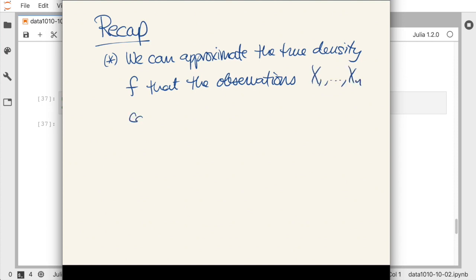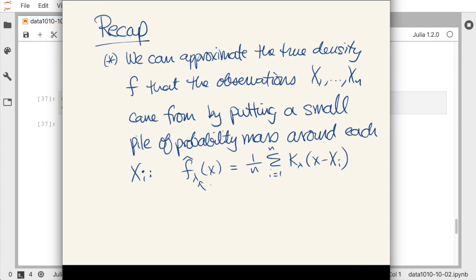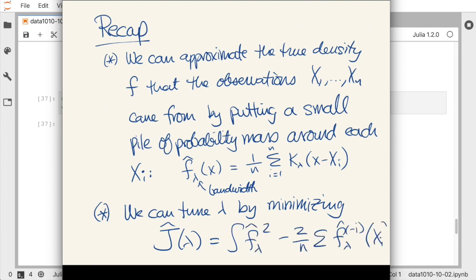So to recap, the main ideas are that we can approximate a density by putting a small 1 over n probability mass in a pile around each observation. And the parameter lambda, which governs how wide each pile is, is called the bandwidth. We can estimate a good value of lambda from the data by minimizing the integral of f hat squared minus 2 over n times the sum of the values we get by forming a kernel density estimator with bandwidth lambda, leaving out the ith observation, and then plugging the ith observation into that estimator.